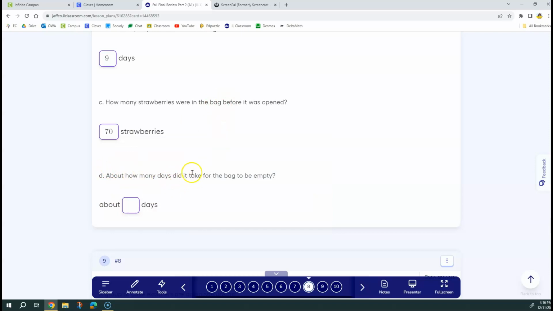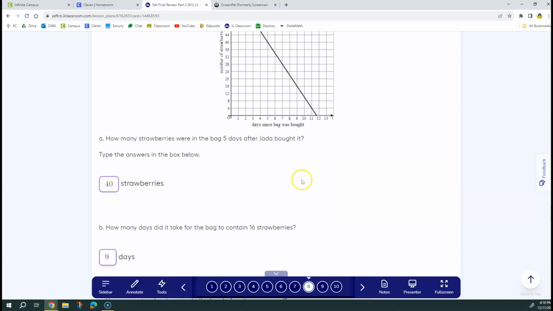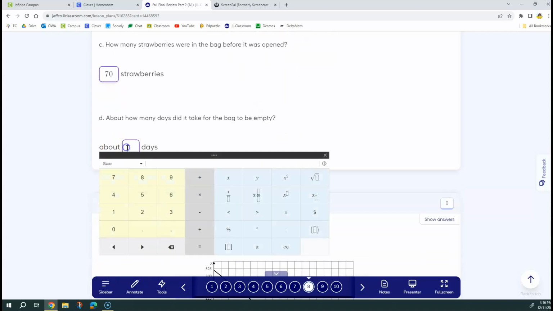About how many days did it take for the bag to be empty? Now this one can be tricky, because down here we're looking for when there are 0 strawberries in the bag. Well, you would say somewhere between 11 and 12, but if she's putting strawberries into smoothies once a day, she's not going to be doing it at 11 and a half days. So it's going to take 12 days before the bag is empty because there's still strawberries in the bag after 11 days.